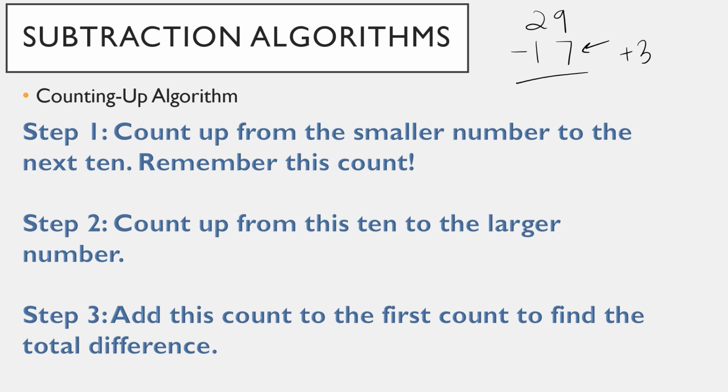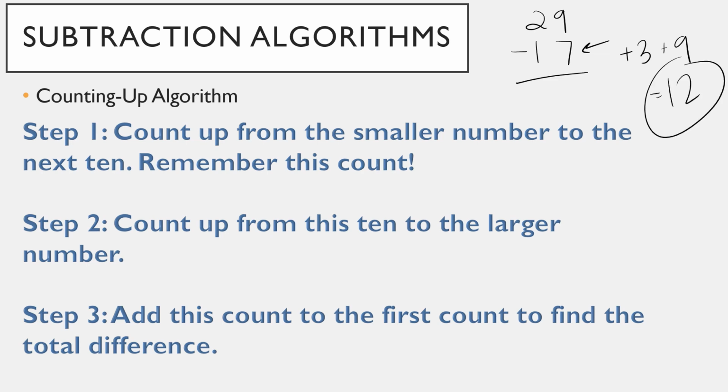All right, then you're going to count from that 10. It says count up from this 10 to the larger number. We're at 20 right now. We would need to go up 9 more to get to the larger number of 29. Add this count to the first count to find the total difference. So 3 plus 9 is 12.